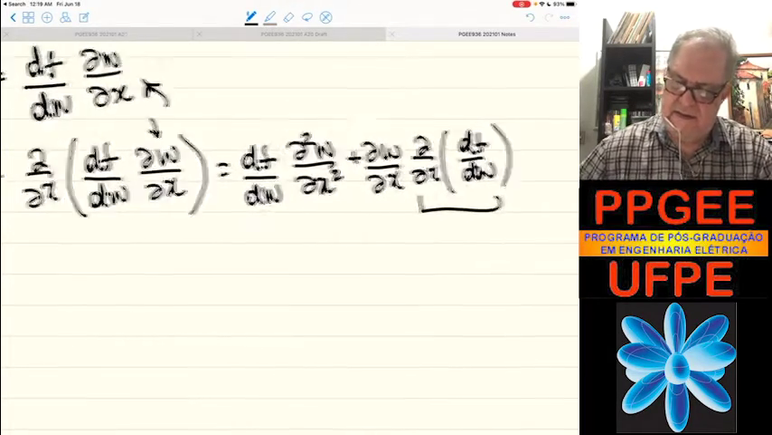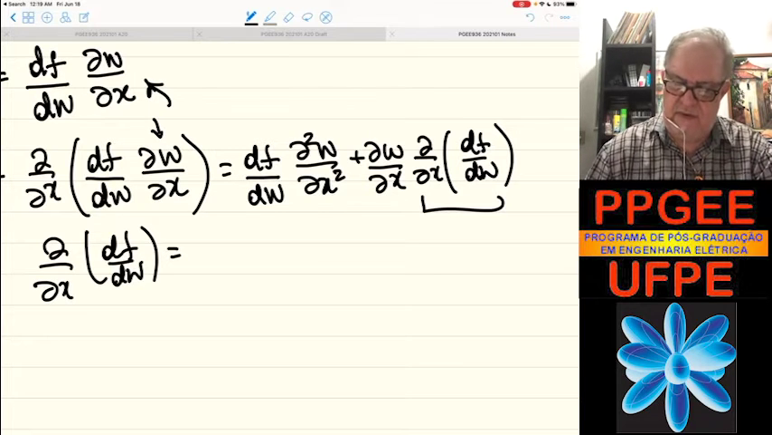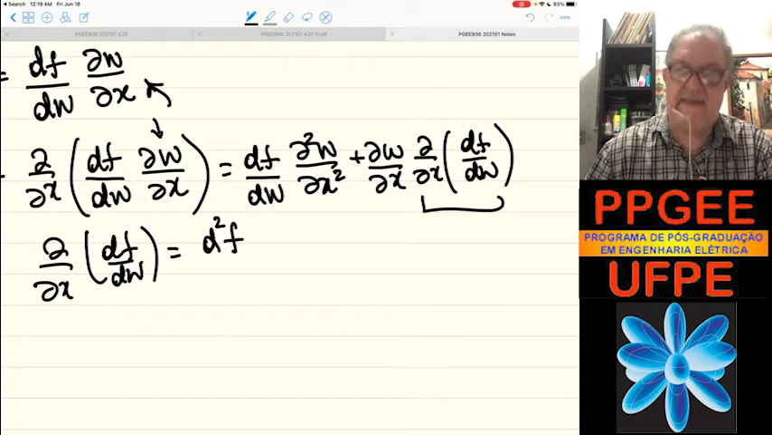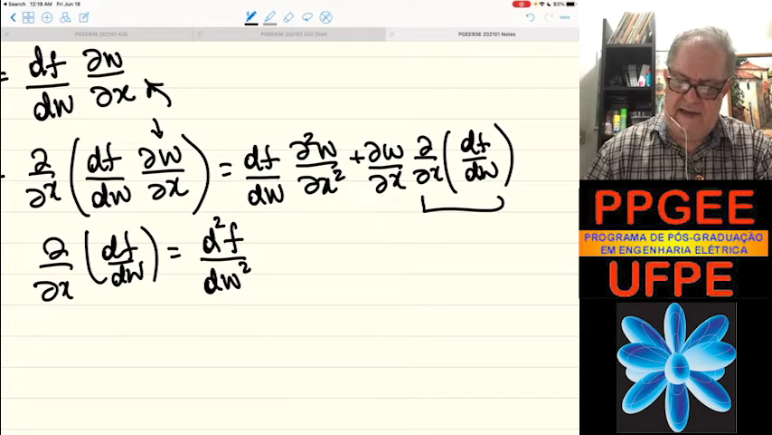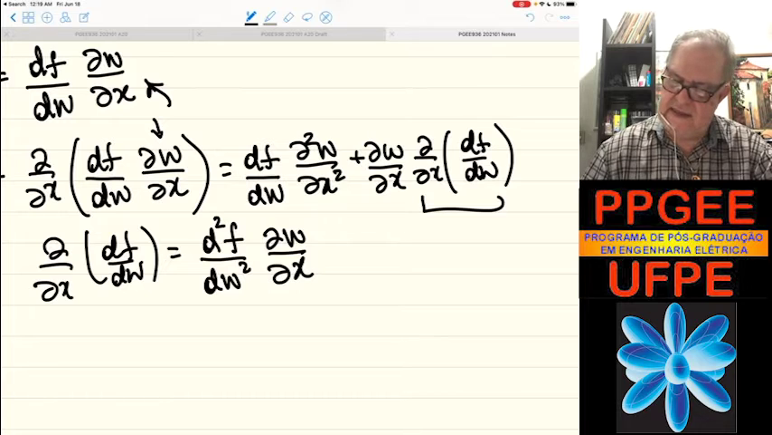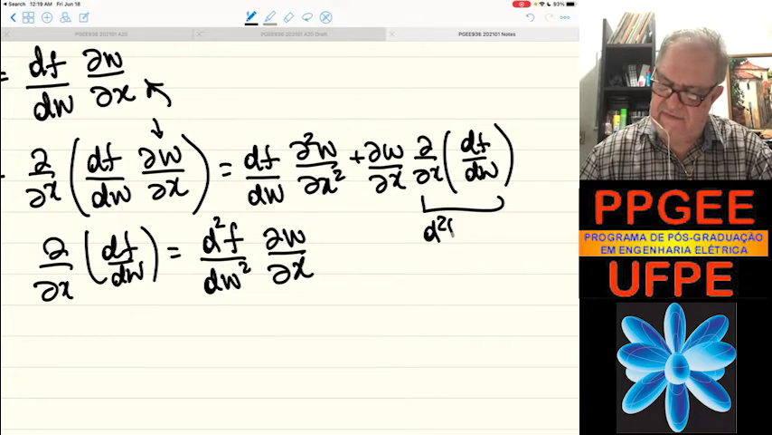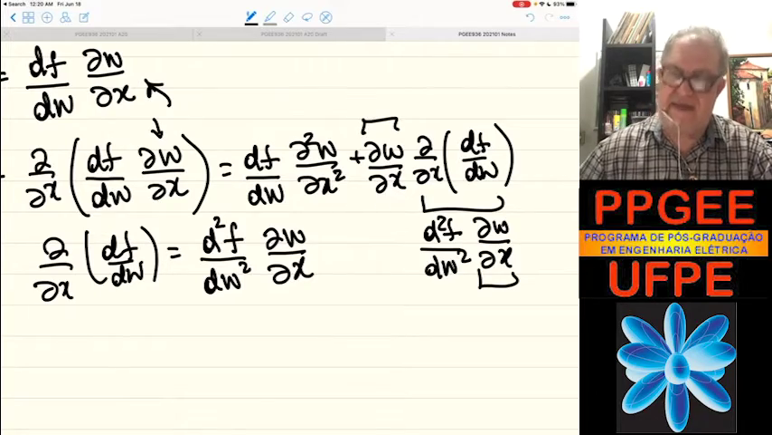Here, d/dx of df/dw is in turn the derivative relative to w of the thing that is in brackets between parentheses, the second derivative, d2f/dw2, then we have dw/dx, right? So that's the second term here. So this is d2f/dw2, times the first derivative dw/dx. So I have this one, and that one gives a square.